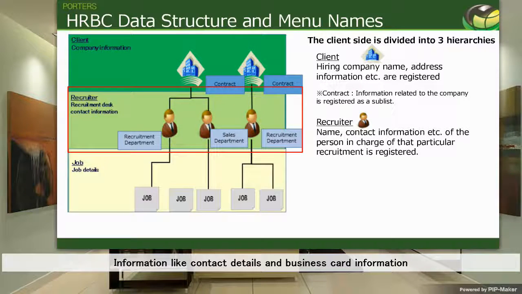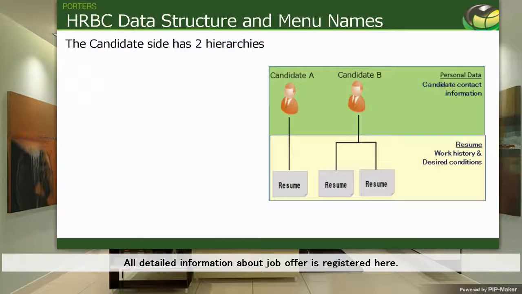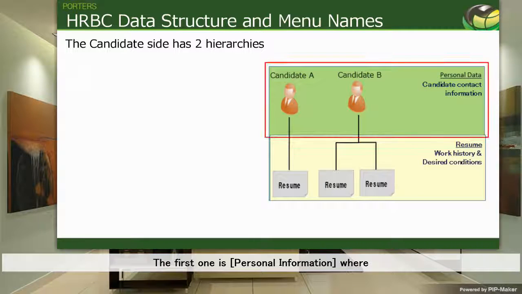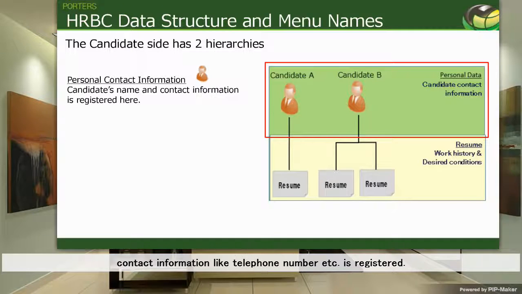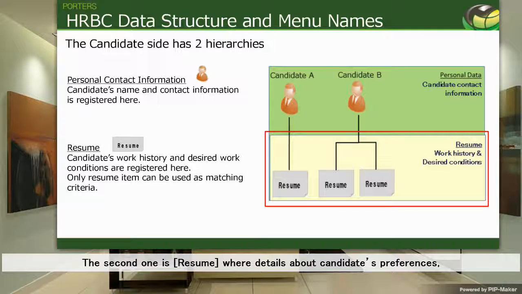Information like contact details and business card information of the person in charge of recruiting is registered here. The third hierarchy is job. All detailed information about job offer is registered here. There are two hierarchies on the candidate side. The first one is personal information, where contact information like telephone number, etc. is registered. The second one is resume, where details about candidates' preferences, employment history, etc. are registered. Multiple resumes can be registered under one contact information.